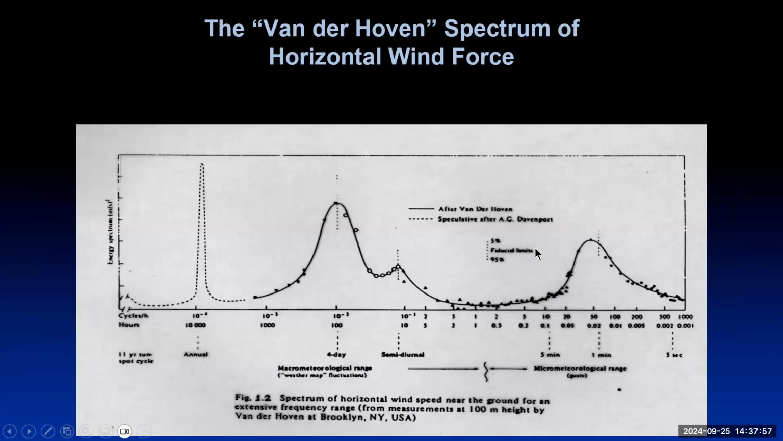For wind, then, we have something, and this diagram was produced in Brooklyn, New York. What we have is the micrometeorological area here. We have a spectral gap, and then we have the macrometeorological area. The micrometeorological area is what we deal with for the design of structures.